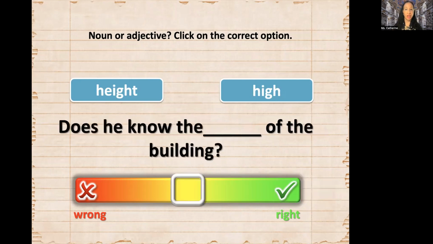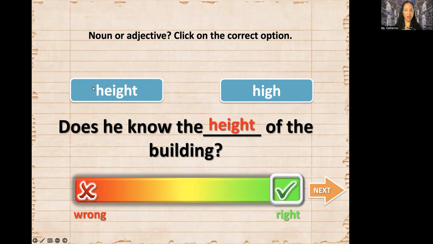Does he know the height of the building? Does he know the high of the building? Pay attention to the words here. Look at the word the. Does he know the blank of the building? Remember, when we have nouns, we want to use our articles, okay? We have a, we have an, and we have the. Good job.